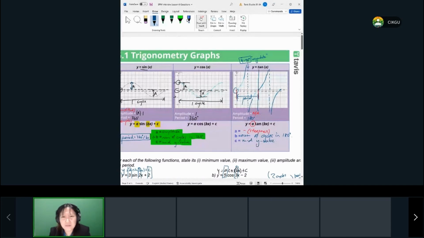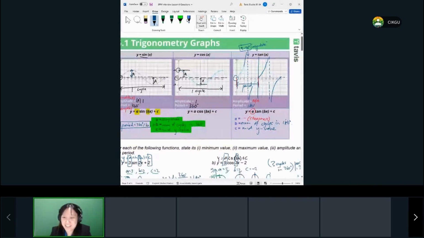So you see, actually graphs are not that hard, as long as you remember the meaning of A, B, and C. Sometimes I talk faster than I write, so my writing is very messy. Okay, so let me highlight. Okay, done.